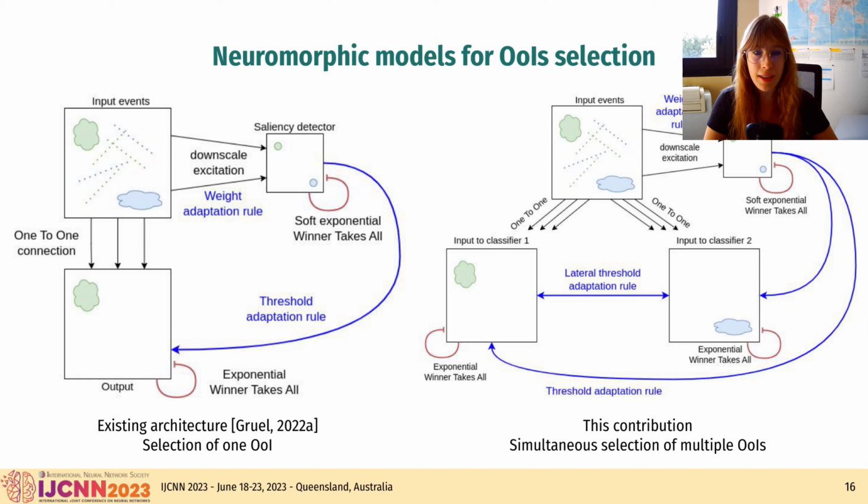However, theoretically, this model could be implemented with an unbounded number of objects of interest to be detected, so an unbounded number of output layers, with the slight issue that if you add output layers, you add neurons, and you also add one-to-one connections between the input and those output layers, so it adds to the complexity of the model. You will also have to add additional threshold adaptation rules and lateral threshold adaptation rules that I will tell you a bit more about later.